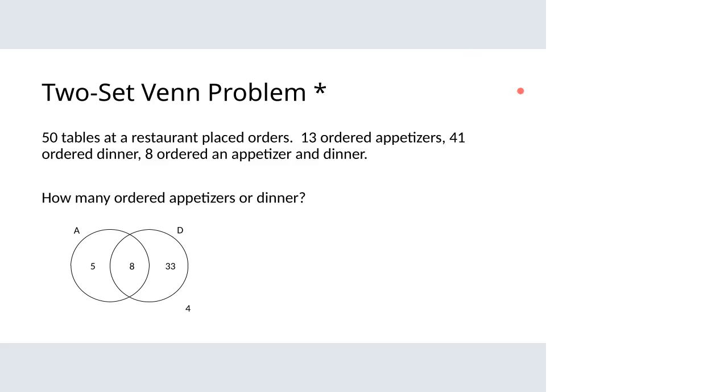I'm going to set up a poll for this one and let you answer it. There's our Venn diagram that we just created. We're going to use it to answer this question. How many ordered appetizers or dinner?